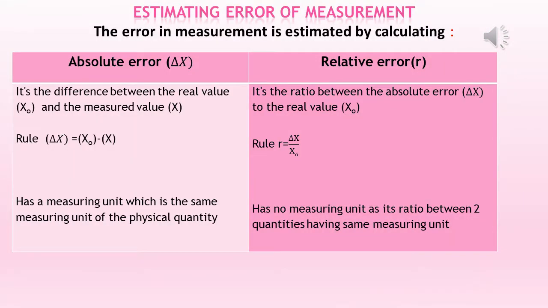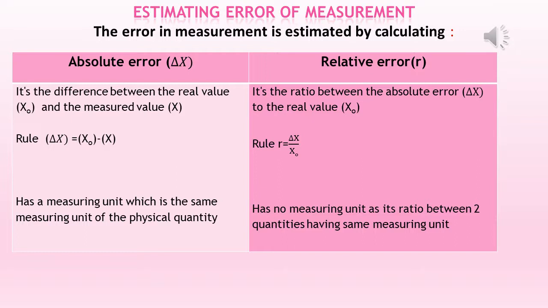To calculate the error, we have two types. Number one, absolute error, denoted by delta x, and relative error, denoted by r. What is the difference between them? Absolute error is defined as the difference between the real value, denoted by x naught, and the measured value, denoted by x. What is the meaning of the difference between real value and measured value?